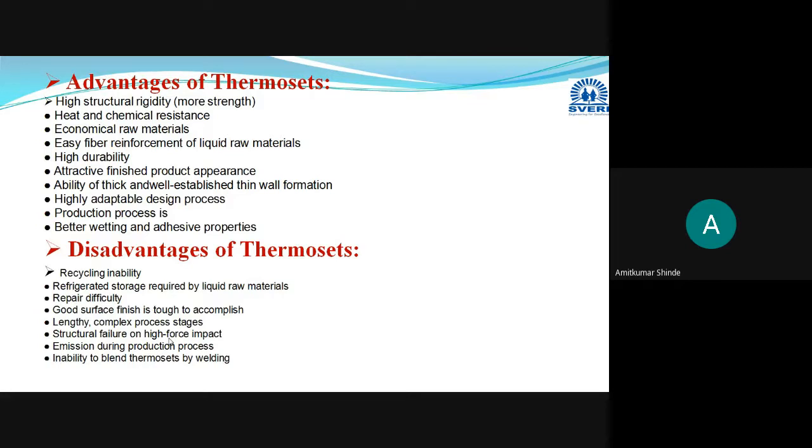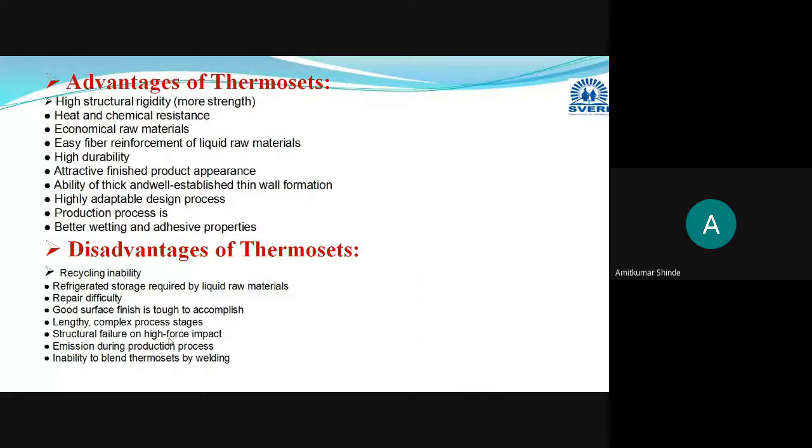Then what are some disadvantages? Disadvantages will be like this. It cannot be recycled. Its raw material requires refrigerated storage. Then doing repairs is very difficult. Then it is a lengthy and complex process to manufacture components from the thermosetting material. That process will be very lengthy and complex.